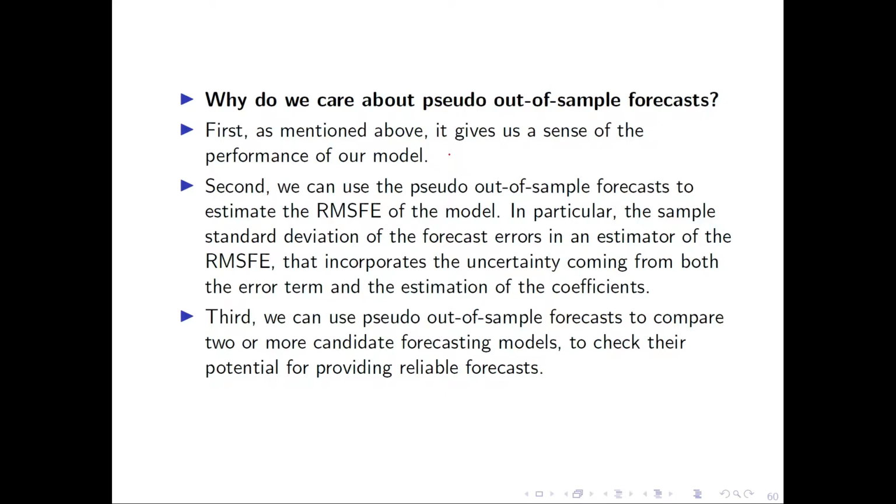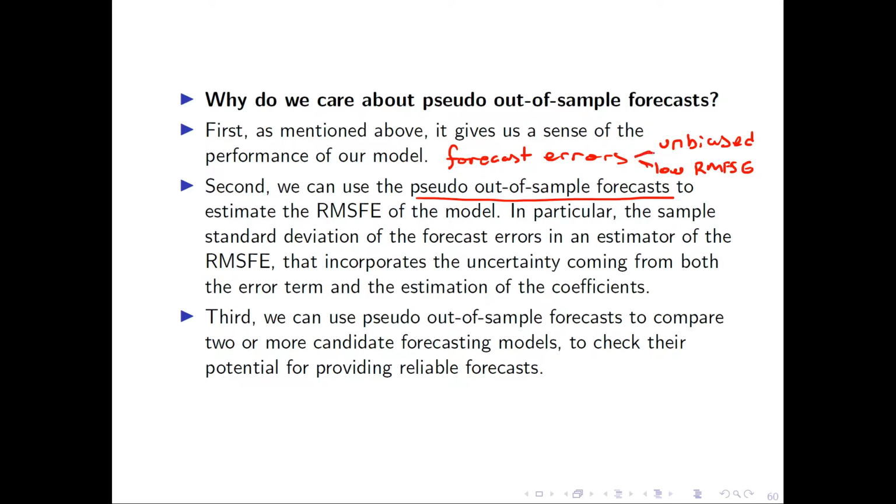So a model should have forecast errors which are unbiased and with a low root mean squared error. And so these pseudo out-of-sample forecasts, you can just gather them and calculate this bias or the root mean squared error.